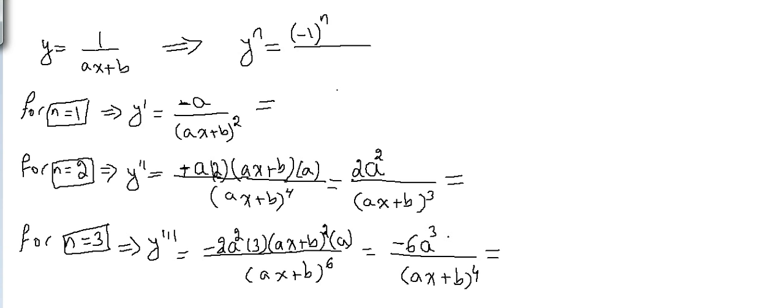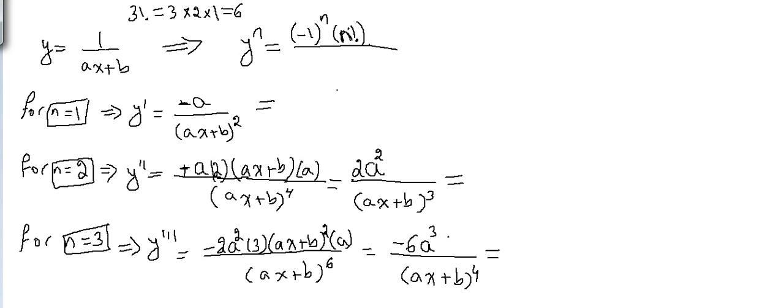Let's see. Here we have a, here we have a, here we have a. Let us do the numbers first: 1, 2, 6. How did we get these numbers? When it is first derivative, n equals 1, it's 1. When n equals 2, it's 2. When n equals 3, it's 6. So logically, it is n factorial, because for the first derivative, 1 factorial is 1. Second derivative, 2 factorial is 2 times 1, which is 2. Third derivative, n equals 3, 3 factorial is 3 times 2 times 1, so the answer is 6. So that's true, it's n factorial.